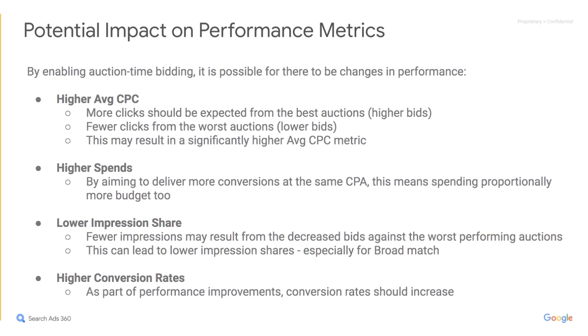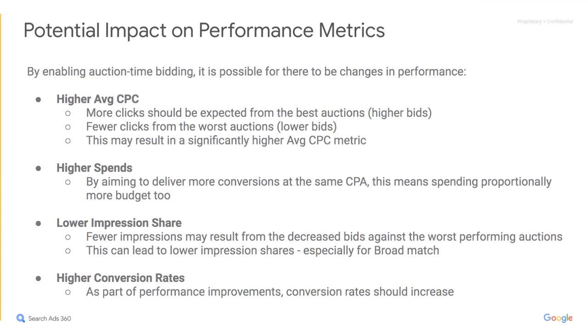What is the potential impact that I can have in my account? So when you enable auction time bidding, the system will start going for the best auctions. Best auctions means higher bids, so average CPC may go up. The reason is that we will go for higher bids for the best auctions and lower bids for worse auctions.